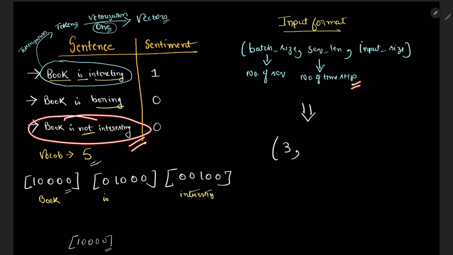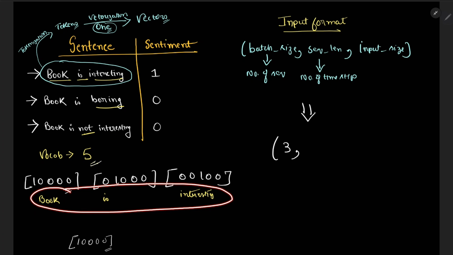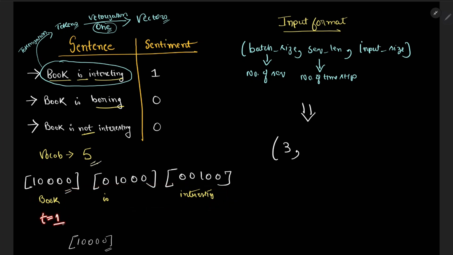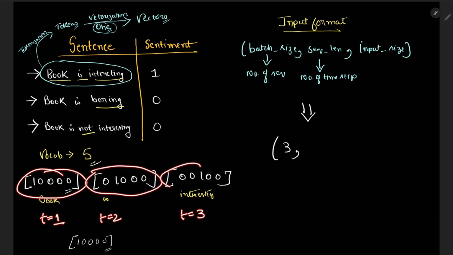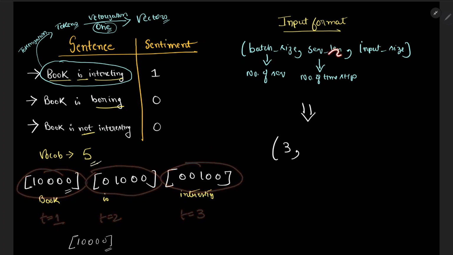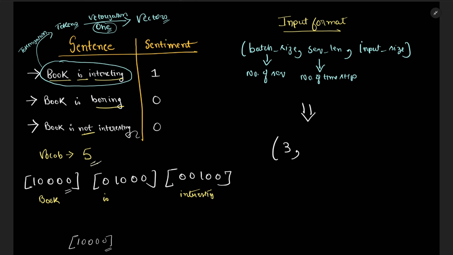Now number of timestamps, what does it represent? Suppose I want to pass this sequence as an input, so how am I going to pass it? At timestamp t equals 1, I'm going to pass this as an input. Timestamp t equals 2, I'm going to pass this. Timestamp t equals 3, I'm going to pass this. So sequence length represents the number of time steps in each input sequence. So we know we have different input sequence lengths. So we are going to take that input sequence which is of the maximum length. So I'm going to take this one which has 1, 2, 3, 4.